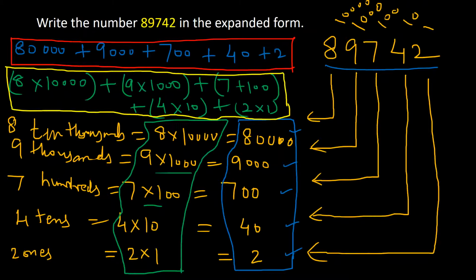So what we thus notice is that the given number 89,742 can be represented in the expanded form either by this box, which is given in the red corner box, or in this one, the second box. So these are the two expanded forms of the number given to us. In a similar manner, you can represent numbers given to us in the expanded form.